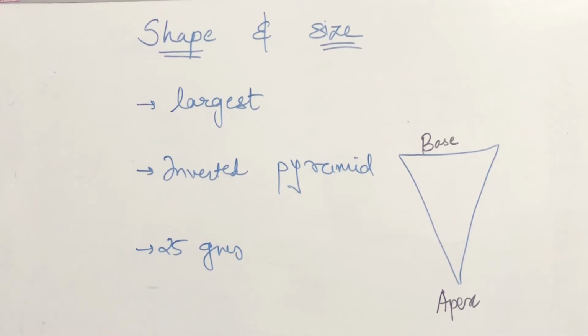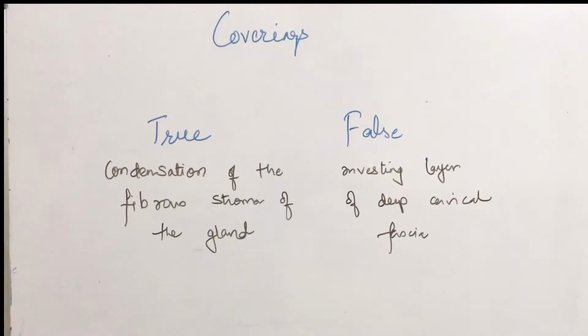Parotid gland is largest of the three paired salivary glands. Each parotid gland is inverted pyramid in shape. So the apex is directed downwards and the base is directed upwards. Each parotid gland weighs around 25 grams. Parotid gland is invested by inner true capsule and outer false capsule.